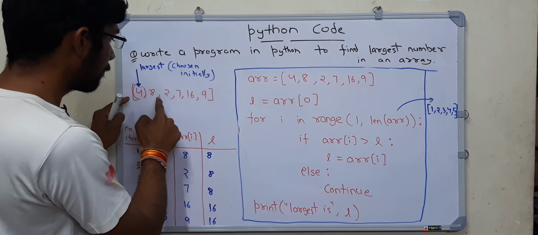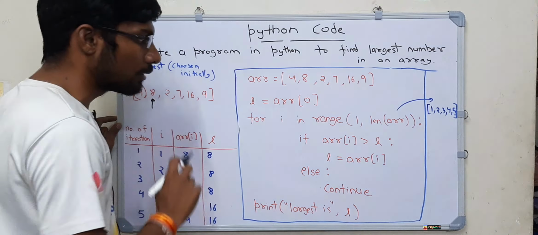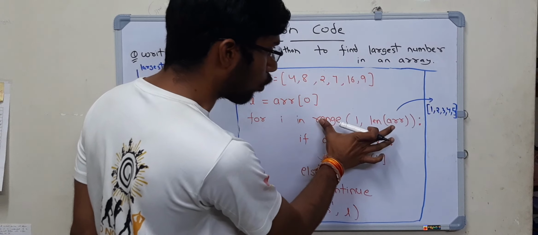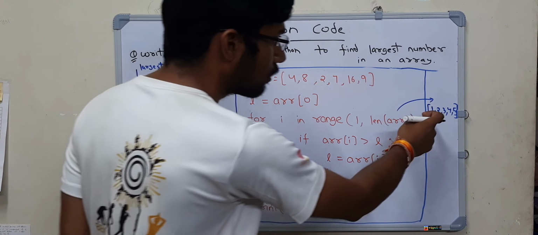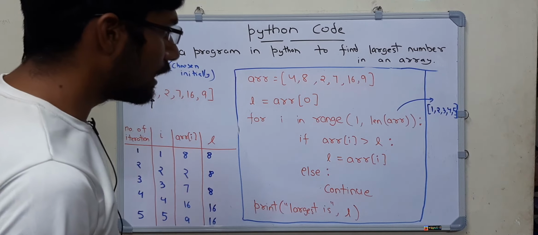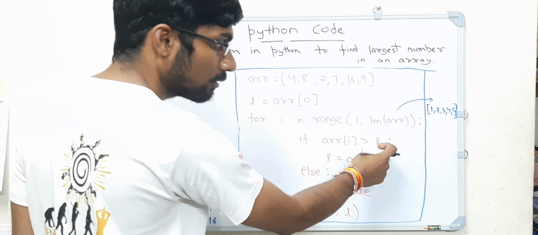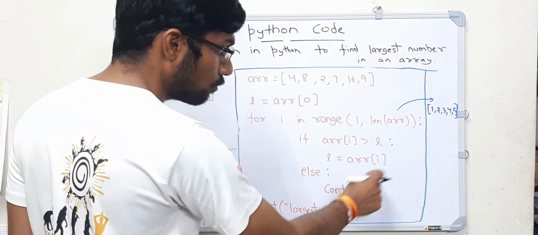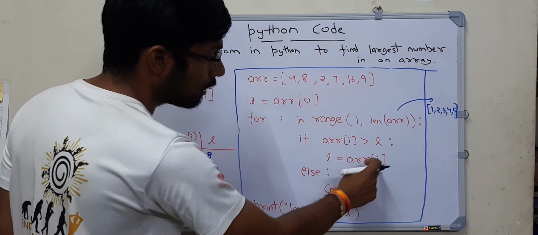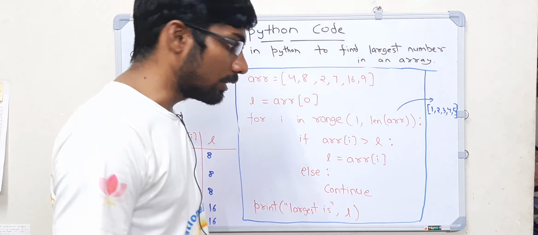So this is my array. I will iterate from this element up to this element. Initially I will take value 1. This is actually the index. So i is my index. At index 1 my element is 8. So 8 is greater than this L, which is 4. This is true, so my value of L will get changed. The largest value will be assigned to the variable L. So my value of L will become 8.